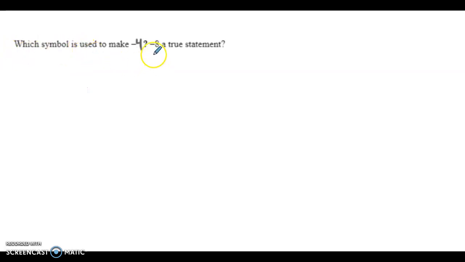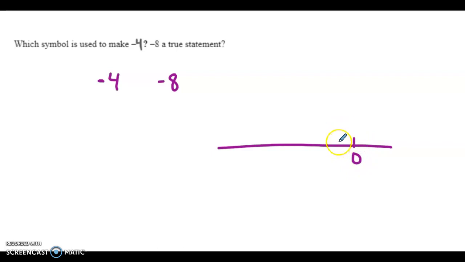Which symbol is used to make -4 (8) a true statement? So we're trying to fill in a symbol between -4 and -8. We need to know which one of those is bigger or smaller. We know they're not equal. If we think about our number line, we have 0 here, -1, -2, -3, -4, -5, -6, -7, -8. Anything that's more to the right is going to be bigger than anything that's more to the left. So -4 right here is bigger than -8.